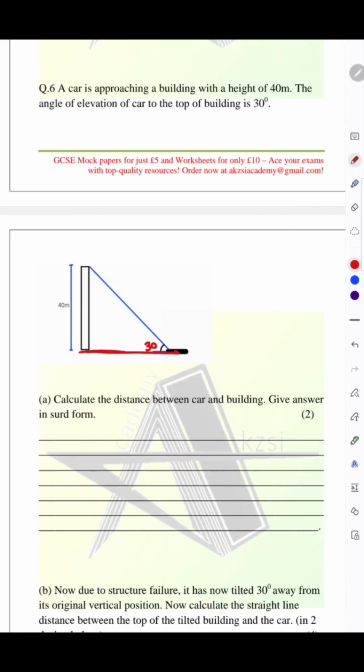And clearly we have to use, if this is the angle, so this is going to be adjacent and this is going to be opposite, which clearly indicates that I have to pick tan theta. So tan 30 degrees is equals to opposite over adjacent, and adjacent is basically the distance between the car and the building. So tan 30 is 1 over root 3. These are the exact trigonometric ratios.